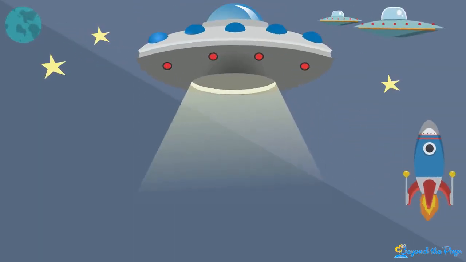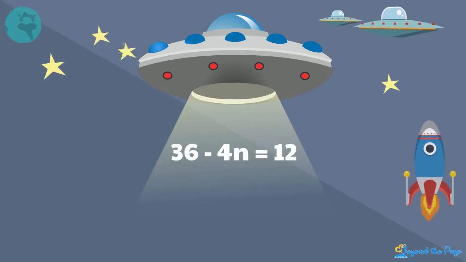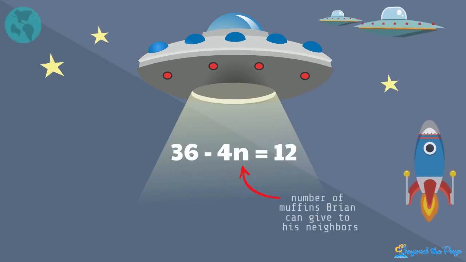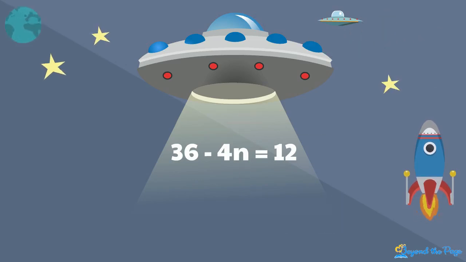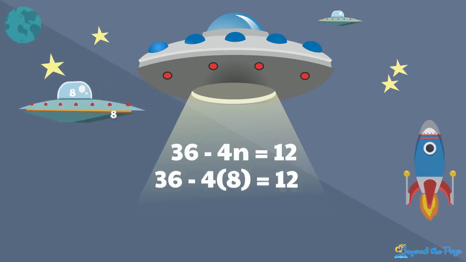In the equation, the variable, n, represents the number of muffins that Brian can give to his neighbors, and the coefficient, 4, shows the number of neighbors who will receive that unknown number of muffins, n. The solution to the equation is the value of n, which shows the number of muffins that Brian can give to each neighbor. Brian first estimates that he can give 8 muffins to each of his neighbors.